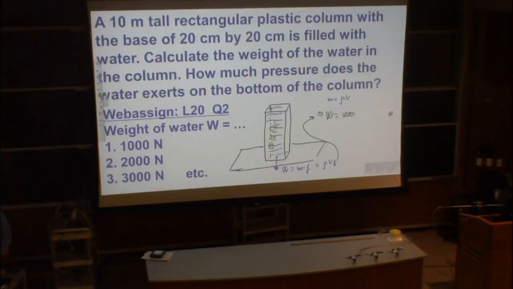Well, in this situation, the base is square, so not circular. So it's length times width times height. And we have to be consistent in units. 0.2 times 10 is 2, 0.2 times 10 is 2, 2 times 2 is 4, 4 times 1,000, 4,000. And now we can calculate the pressure.